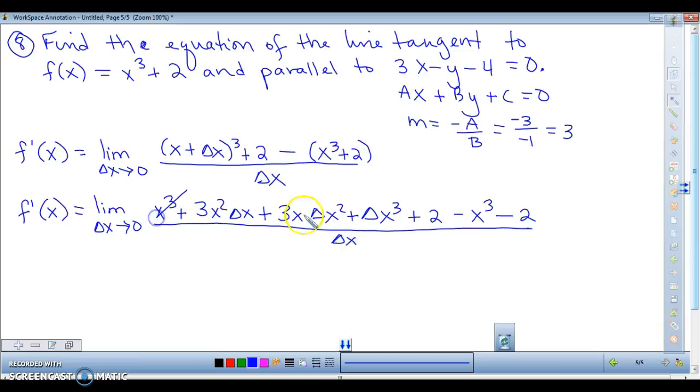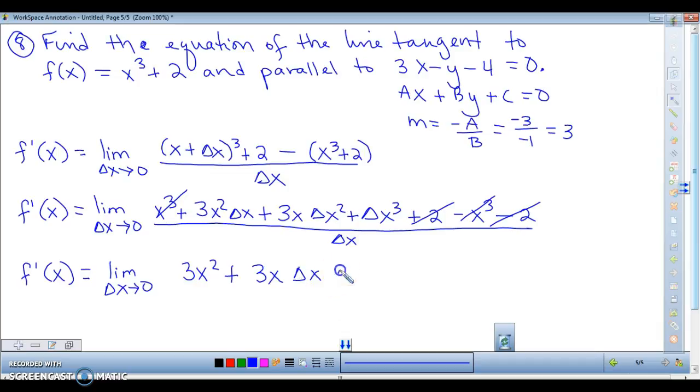And if we did this right, everything that does not have a delta x is going to cancel. I'm going to do 2 steps in 1 here, and go ahead and look at all of these terms that are left that have a delta x, and I'm going to factor, in my head, I'm going to factor out the delta x and cancel it with that one. So that's going to leave me with 3x squared plus 3x delta x plus delta x cubed.